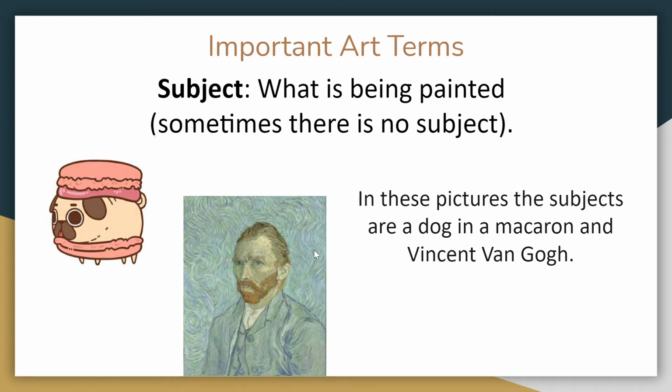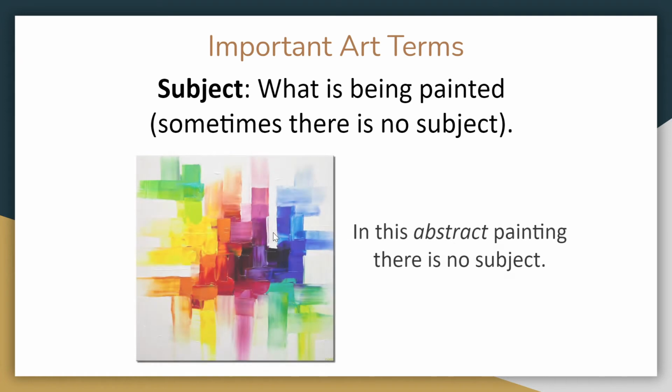Sorry. If we look here, the subject is the dog, and the subject is Vincent van Gogh. But here, nothing is being painted. It is abstract, so there is no subject. There is nothing that is being painted. Okay, so we have subject, what is being painted.